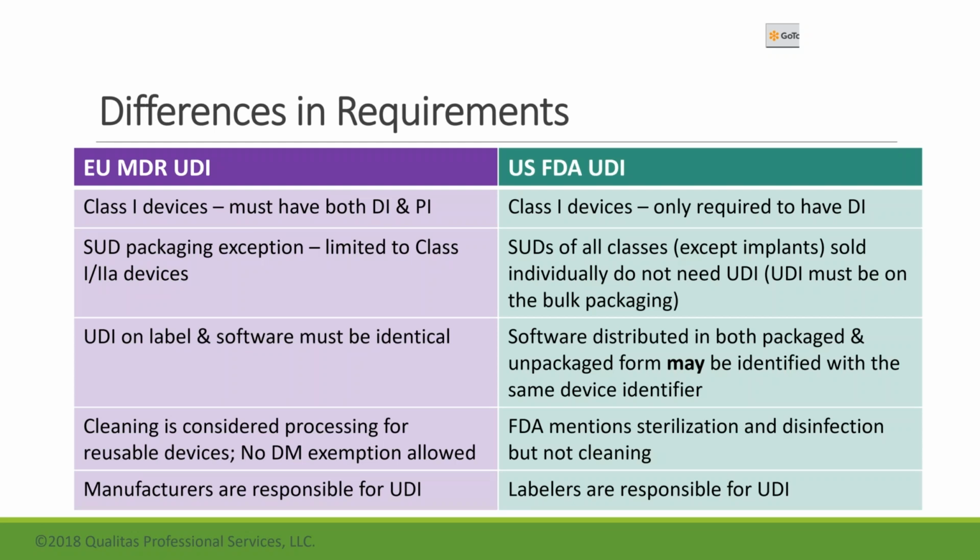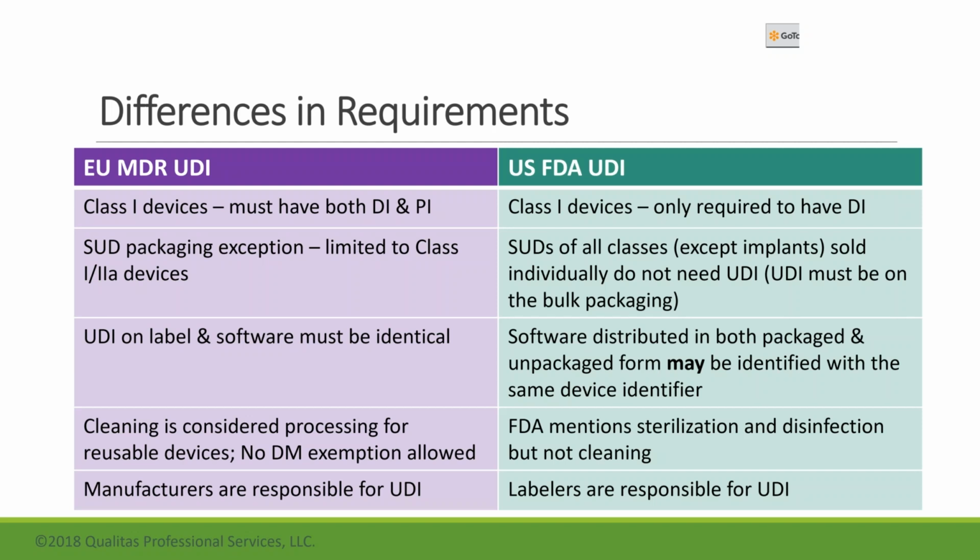In the EU MDR, UDI is required for class 1 devices. You have to have both the DI and the PI. That's a significant change from the US, where class 1 devices are only required to have the device identifier. Now, a lot of companies will elect to voluntarily put a PI on those class 1 devices. Nothing wrong with that. If you do that in the US, you just have to make sure that you're complying with all the PI requirements. You can't just decide you want to use portions of it, right? So you have to be fully compliant if you choose to do that. But in the EU, you have to have both the DI and the PI.